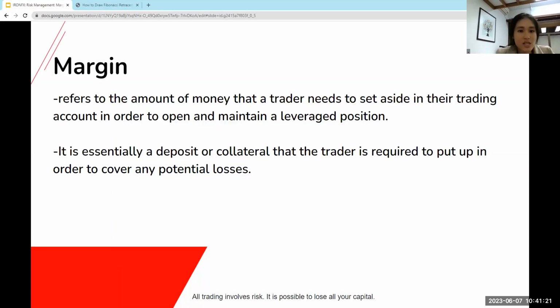Okay, so let's get into margin. Margin in trading refers to the amount of money that a trader needs to set aside in their trading account in order to open and maintain a leveraged position. So it's essentially a deposit or collateral that the trader is required to put up in order to cover any potential losses.